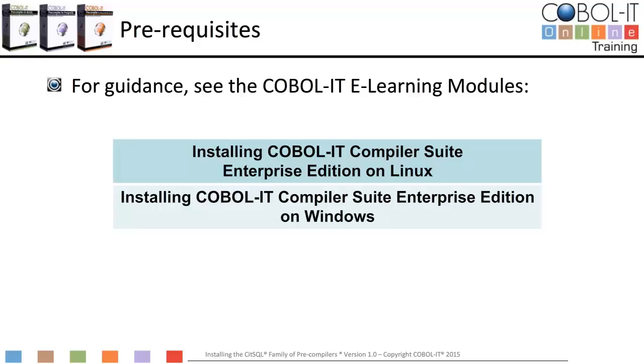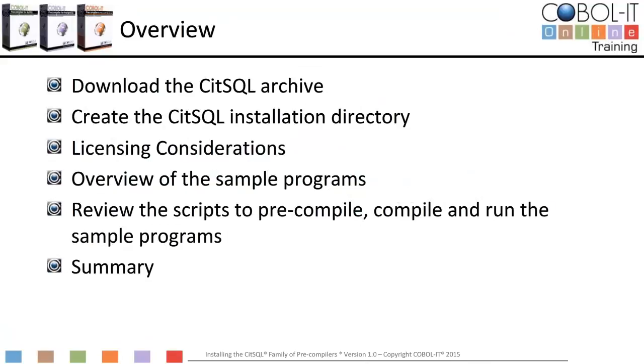Let's briefly review our presentation. Overview. We will download the CitSQL archive. We will create the CitSQL installation directory. We will review licensing considerations. Finally, we will look at the sample programs, and what you need to do to get them to work. We will look at the scripts provided in your installation for pre-compiling, compiling and running your sample programs. We will end with a summary.